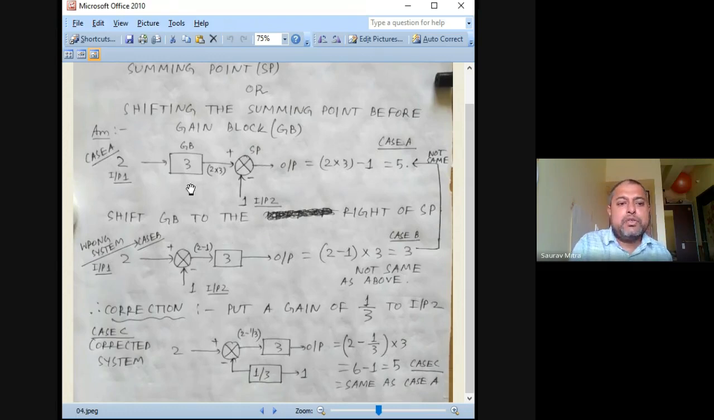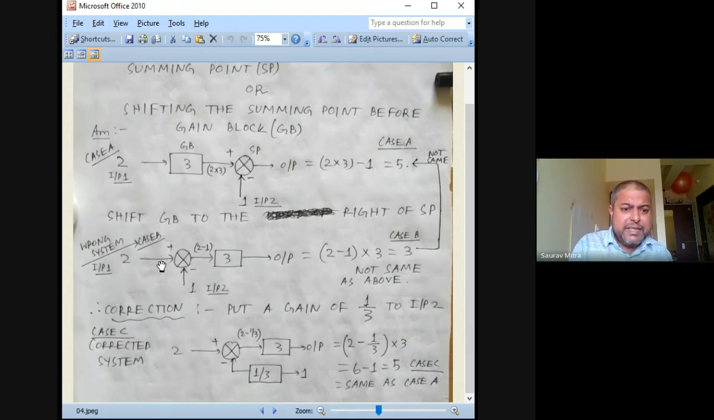See what we can get. Previously one input was getting multiplied with a gain, and the other input was not multiplied with any gain. It was directly coming to the summing point. What was the actual configuration? Input 1 is multiplied with 3 and comes to the summing point, and input 2 comes directly to the summing point with a negative sign, and we get the output as 5.